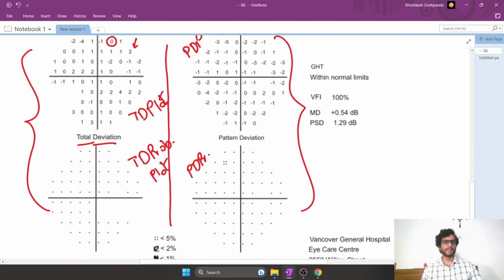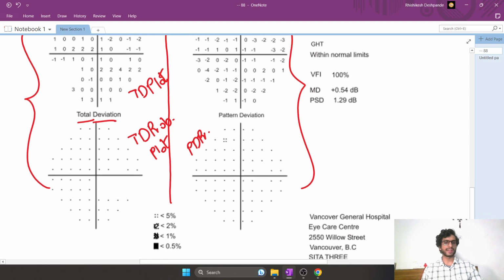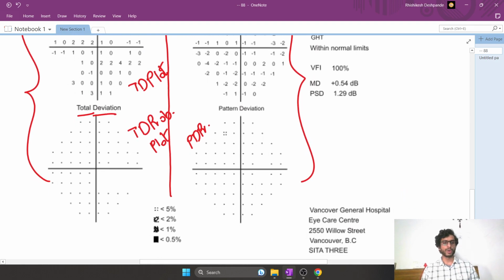What does the probability map show? What does the total deviation at a particular point represent? Suppose we pick this point, all the points are the same, so we can pick any point. Does this point represent a probability of the point being abnormal? Absolutely not, because this is the legend that is present here. If you see these symbols in the probability plot, then that needs to be considered. Right now it's absolutely normal.